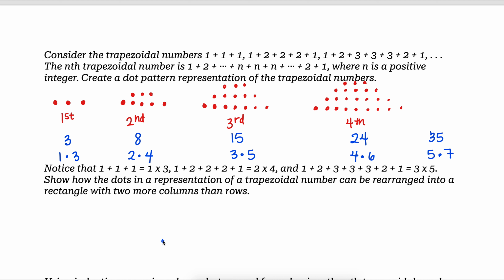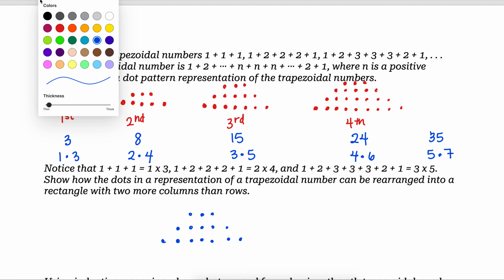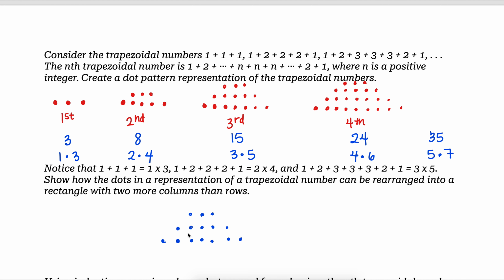But if I were to redraw that, so I've got 1 dot, then 2 dots, then the 3 3s in the middle, and then 2, then 1. And again, if you're in a classroom, your students would have manipulatives to really play with these. But it's not too hard to tell that you could take these 3 dots here on the left and bring them around to the other side. There's 1, 2, 3. And now you've got a rectangle, and it's a 3 by 5 rectangle. So that's where that comes from.